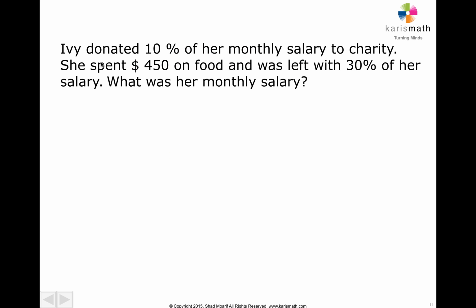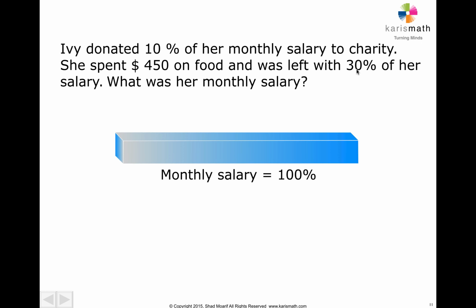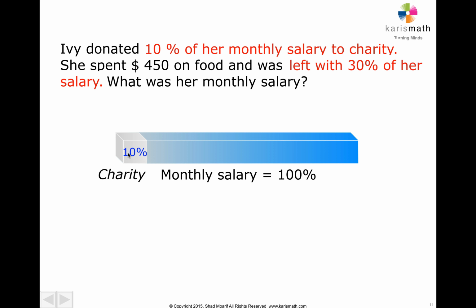Great. What about this question? Ivy donated 10% of her monthly salary to charity. That's her monthly salary. That's the full 100%, all of her salary. And 10% went towards donation to a charity. So if you take the 10% out from this end, this has gone to charity.